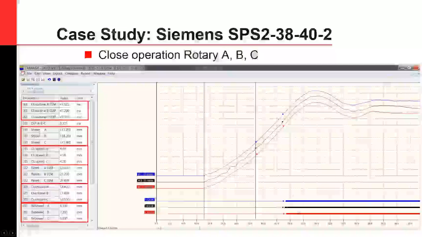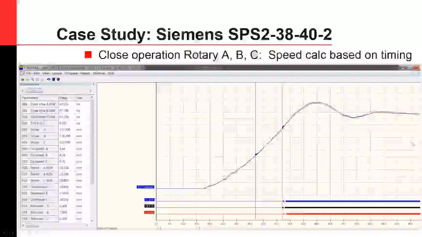So if I overlay these, you'll see it's almost the same. You would almost think that I'm just looking at one measurement after another and comparing them, and they're overlaying right over each other. But what I do want to mention, if you look at the speeds here, you'll see the closed speeds 4.44 meters per second for A, 4.18 for B, and 4.36 for C. So they are a little bit different, but if you remember, the speed is based on timing.